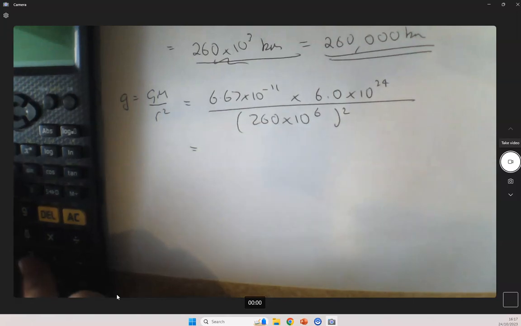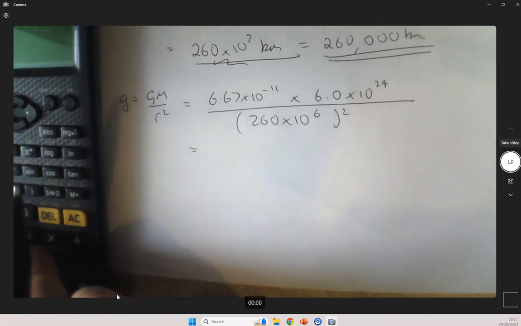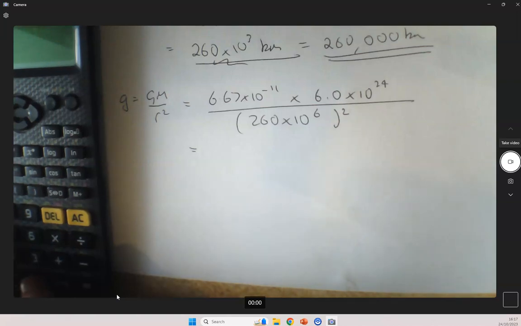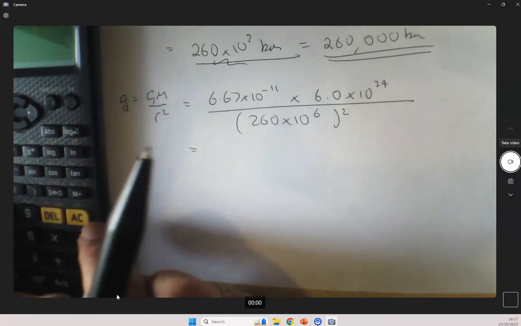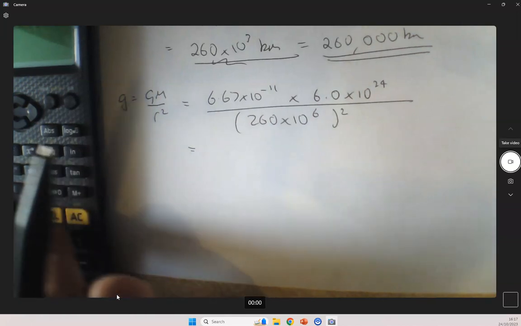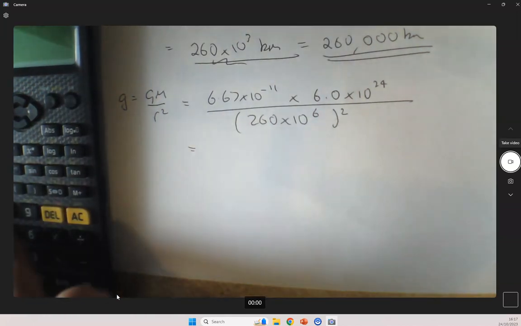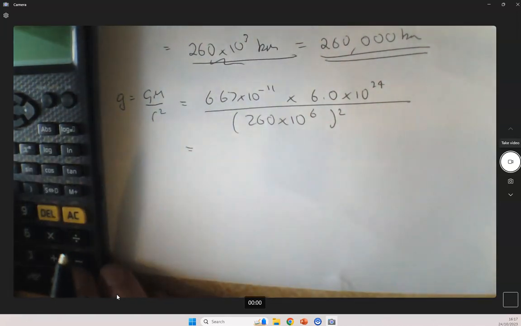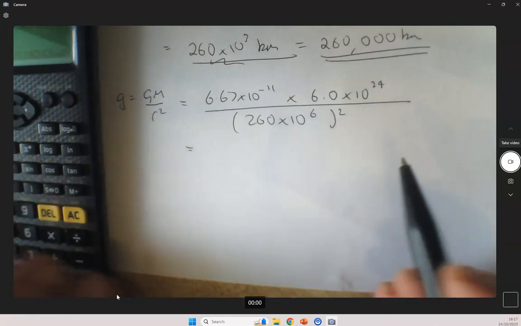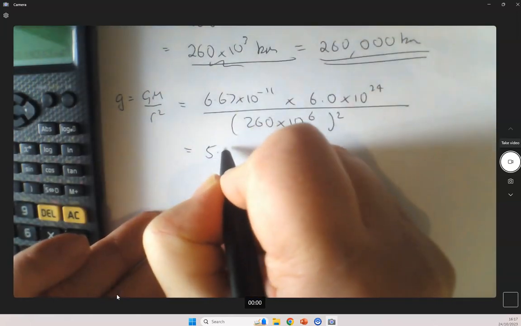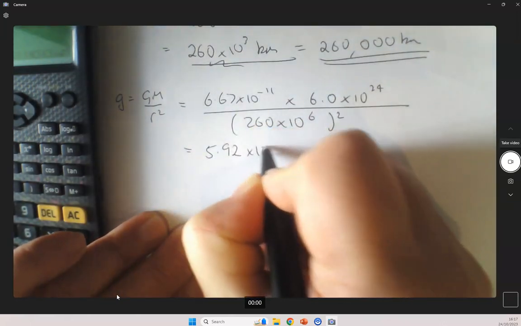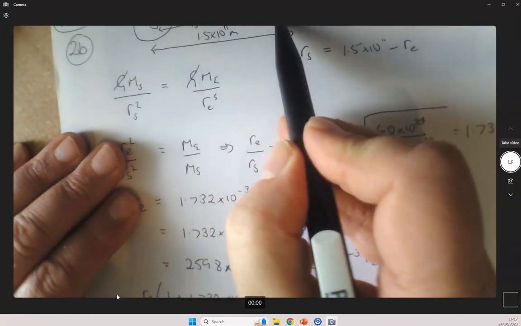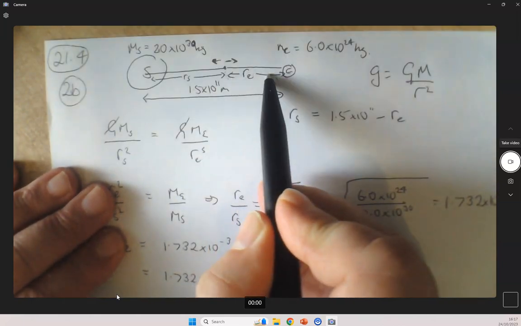Plug the numbers in: 6.67 e to the minus 11 times 6.0 times 10 to the 24, and I'm going to divide that by 260 times 10 to the 6, and I'm squaring that. Gives me 5.92 times 10 to the minus 3 newtons per kilogram in this direction, so from here to here.